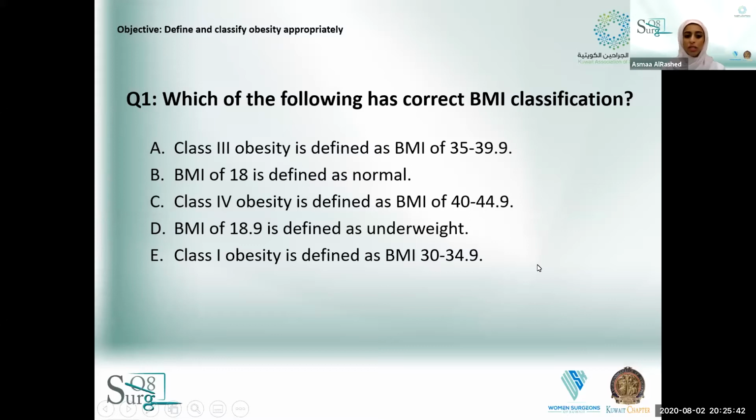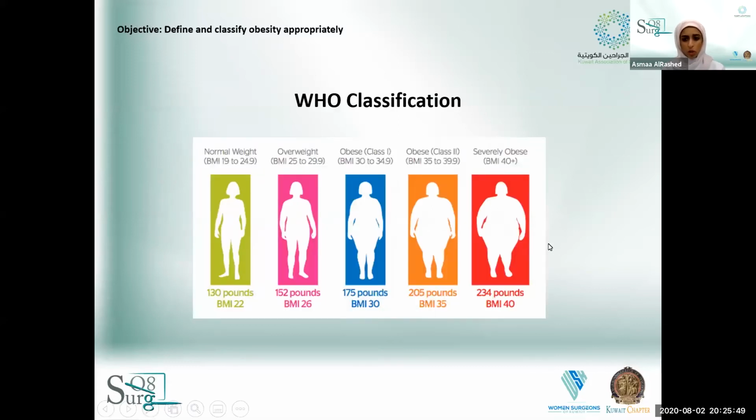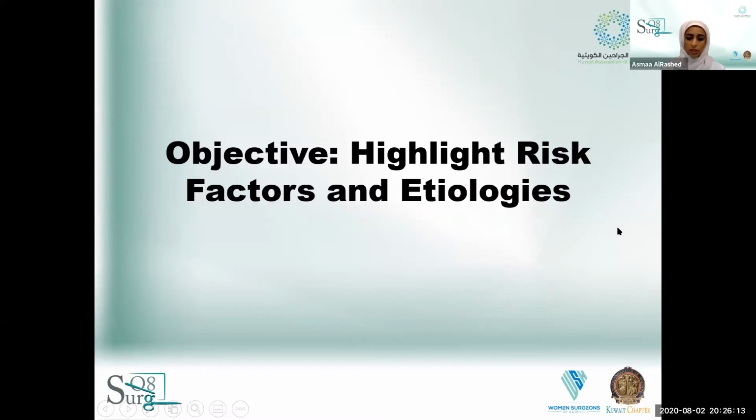So the correct answer is actually E. Class 1 obesity is defined as a BMI of 30 to 34.9. There's no class 4. This is the WHO classification. As you can see here, obesity starts when the BMI is 30 up to 34.9. Class 2 is 35 to 39.9, and then a BMI of 40 is your class 3. There's no class 4. And if you want to talk about underweight, a BMI below 18.5 is considered underweight.